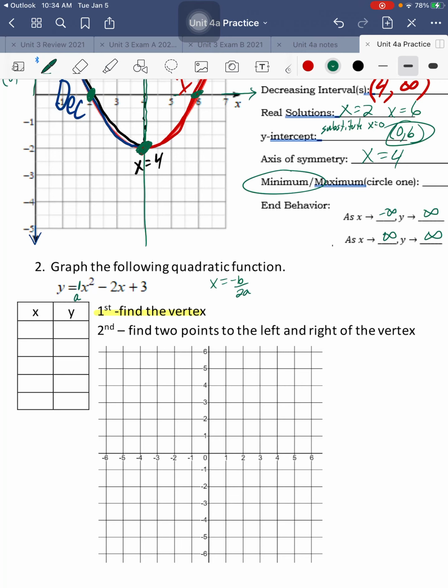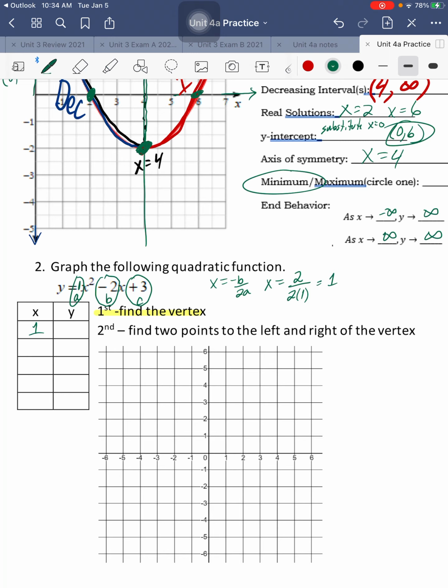So a, there isn't a number there, so that's 1. B is -2, and c is +3. It's just a good idea to get c in there. We don't have to have it for this. So x is equal to the opposite of b. Well, b is -2, so it's going to be +2 over 2 times a. So a is 1. And 2 divided by 2 is 1. So the x value is 1.